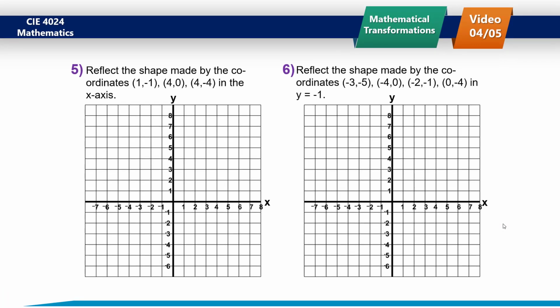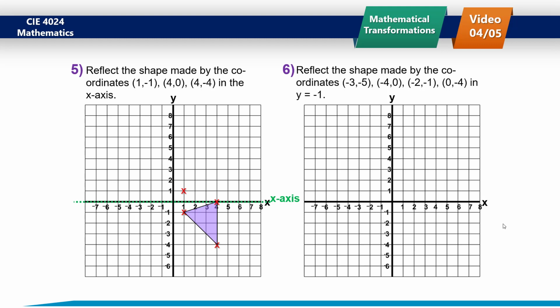And now we have some typical questions. Here we have: reflect the shape made by the coordinates (1, -1), (4, 0), (4, -4) in the x-axis. So first of all we have to make the shape and then we have to reflect it. So the points are (1, -1), (4, 0), (4, -4). If we join these we will get a triangle, and we have to reflect it. Another thing we must know is, if a point is on the mirror line, it will not be reflected because it will be at the same point after reflection.